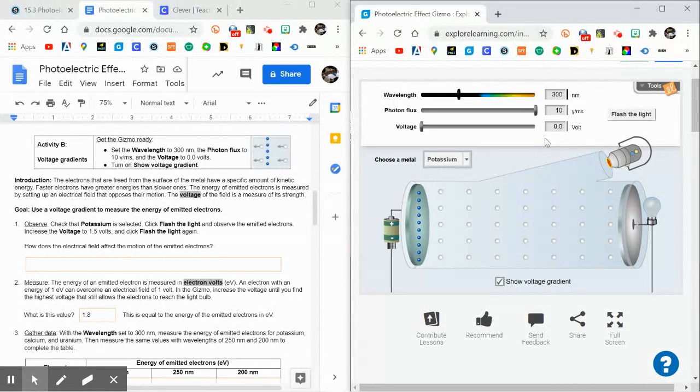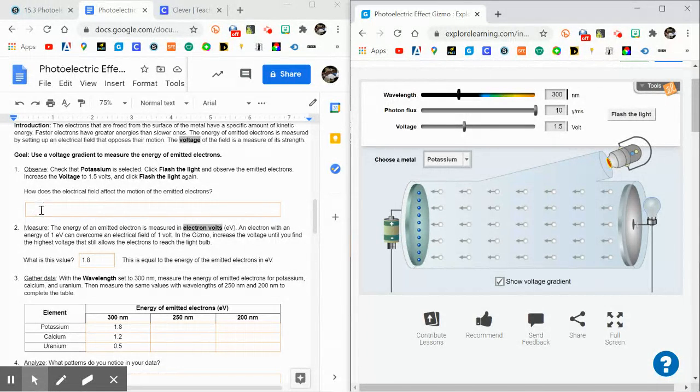And as you can see, there's no voltage, so they go at normal speed. But now if I increase the voltage at 1.5, pay attention because they start fast and then you're gonna see what happens, okay? All right, so let's try it again. And one more time. And so go ahead and write your observation in this box for number 1, okay?